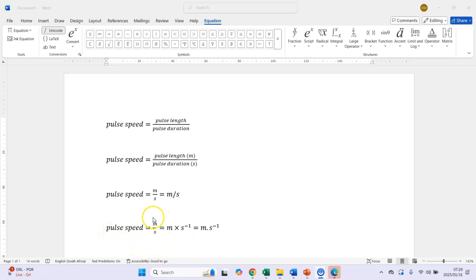We are changing the m divided by s to m times s to the minus 1, and the multiplication sign can be replaced by a dot. So the unit of measurement for speed is meters per second, but instead of being represented like this, we represent it as m dot s to the minus 1.